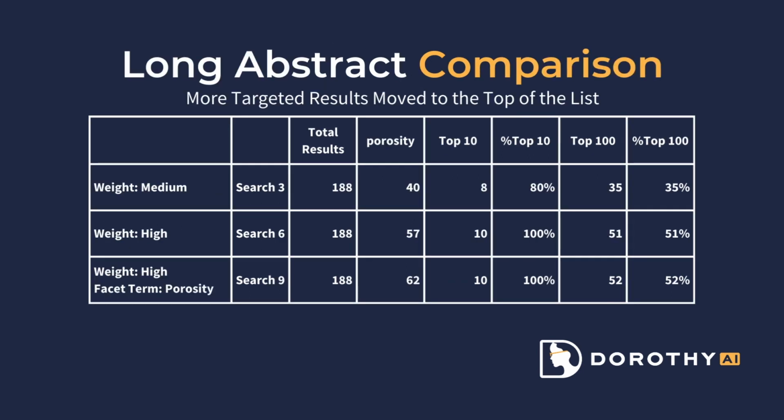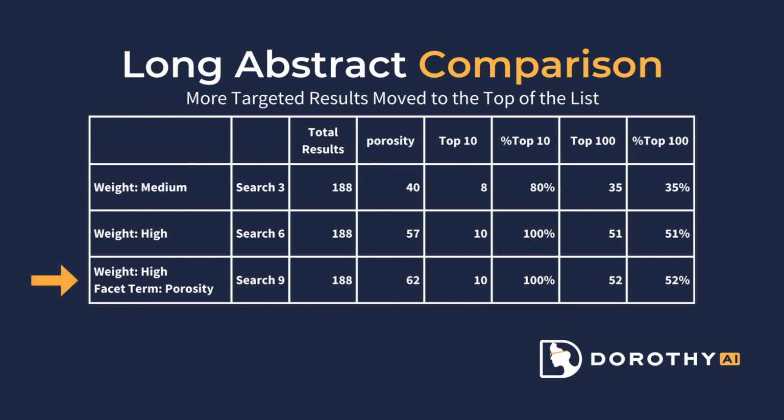Now let's compare just the long abstract. So if we look at a medium weight long abstract, we see the total number of results are the same. We get about 40 results that describe porous material and 80% of the top 10. If we look at the high novel feature weight, so in this case, all we've done is use that drop-down menu to move from medium to high, we see about the same number of total results with an increase in the number of results that describe porous material, and 10 out of 10 in the top 10 are describing that porous material. The same thing when we add a facet term.